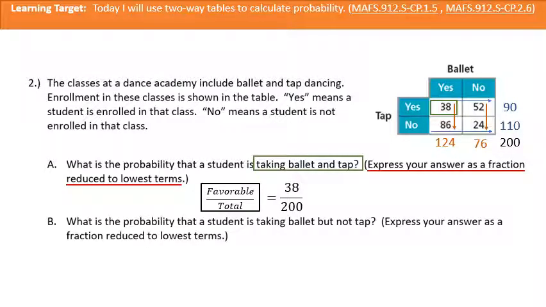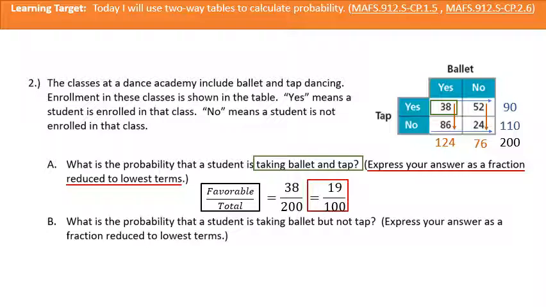Okay, so now all we have to do is simplify that fraction because they want it as a fraction. Let's divide the top and the bottom by 2. 19 over 100. Done and done. Okay, let's look at part B. What is the probability that a student is taking ballet but not tap?